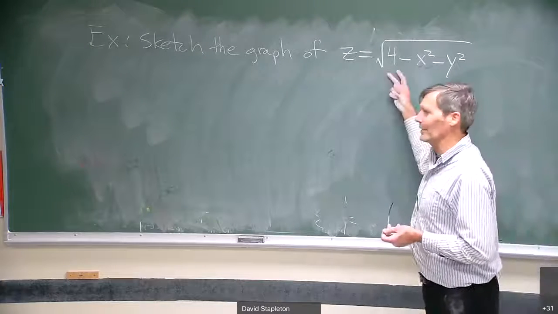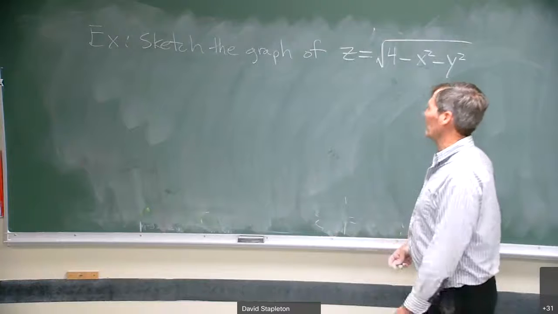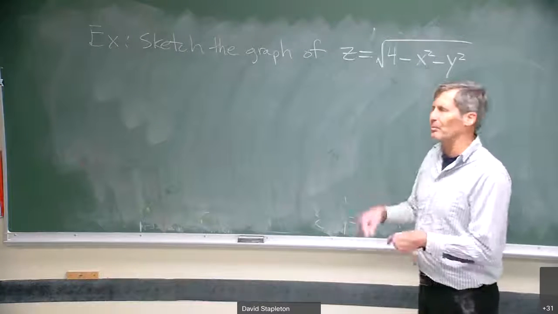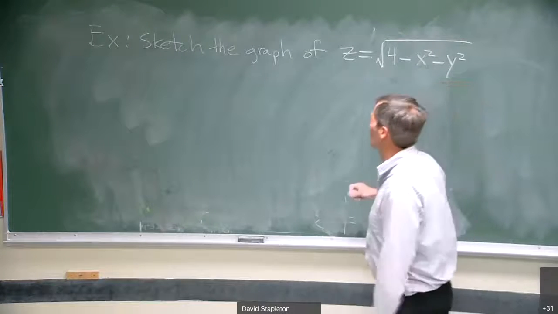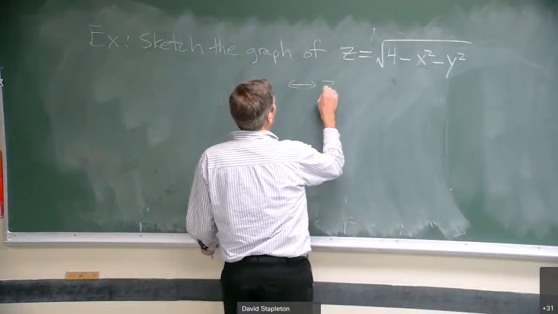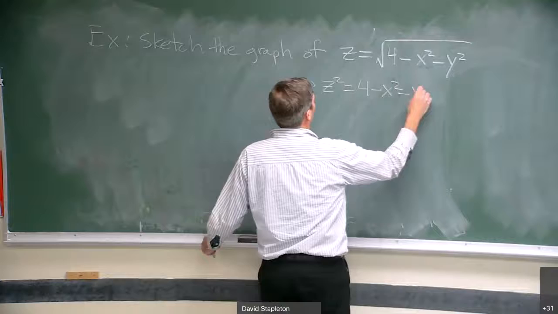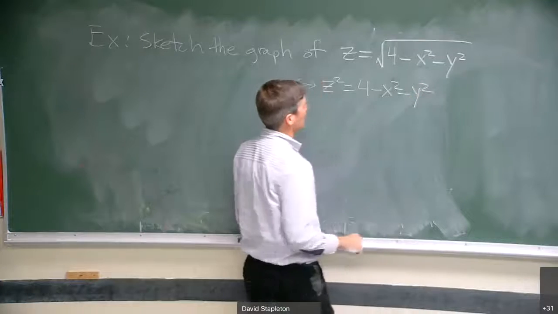They don't give you these unless it's something you've already learned how to sketch. They're not going to give you some exotic curve that you have to go to MATLAB to plot, right? So you think, how can I sketch this? This is equivalently, by squaring both sides, z squared equals 4 minus x squared minus y squared. Well, that's not quite equivalent yet. What's wrong?